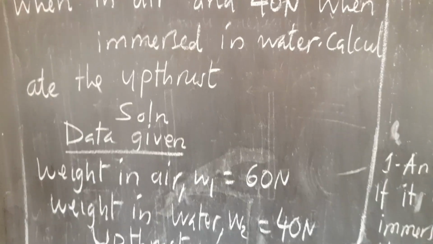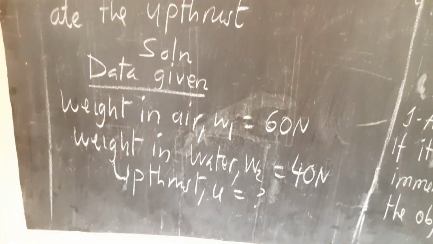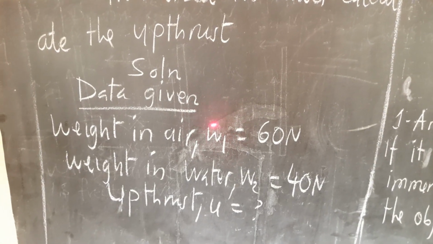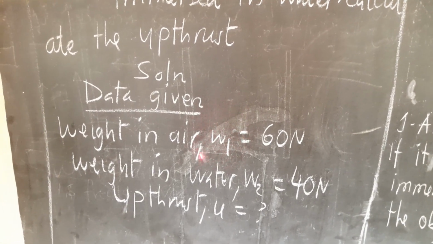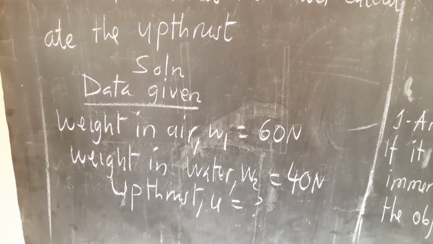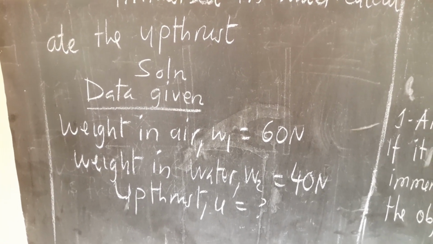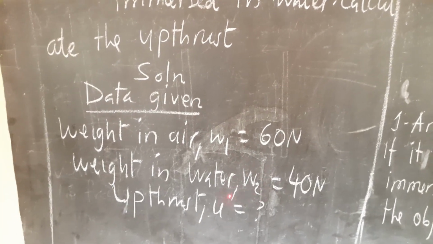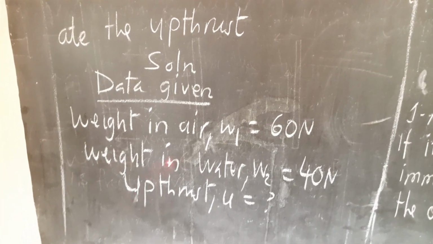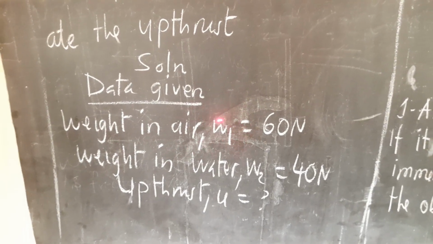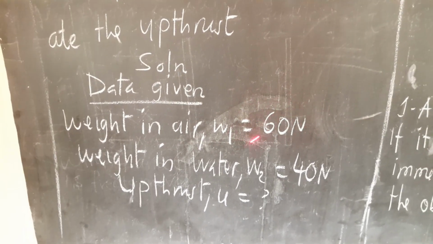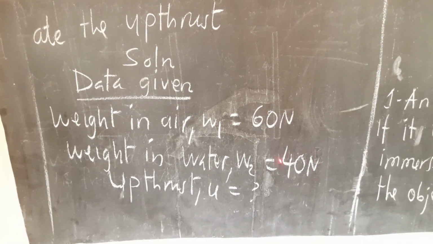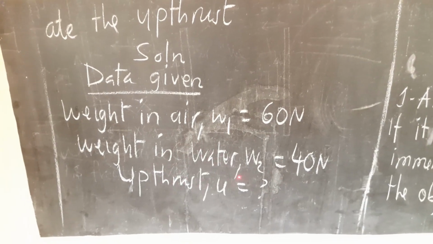So you may find you have the data there. We have weight in air, we call it real weight. This is W1. And we have weight in water, we call it W2, which is apparent weight. Now what will be the upthrust? Weight in air, W1, is equal to 60 Newton, and weight in water, W2, is equal to 40 Newton.